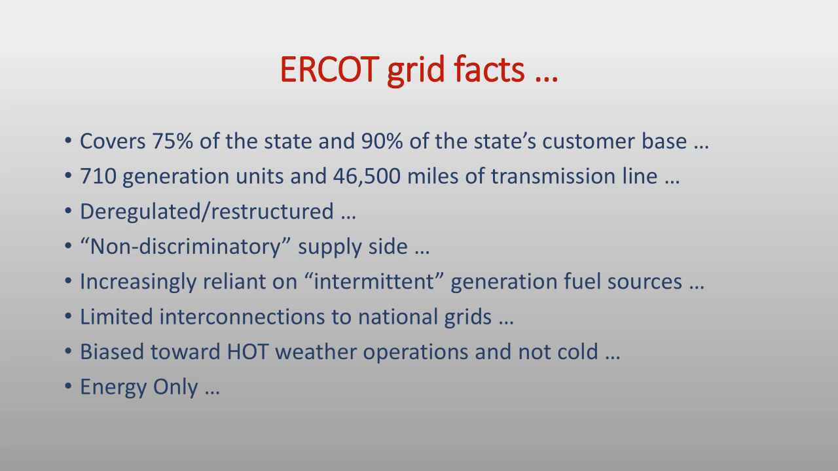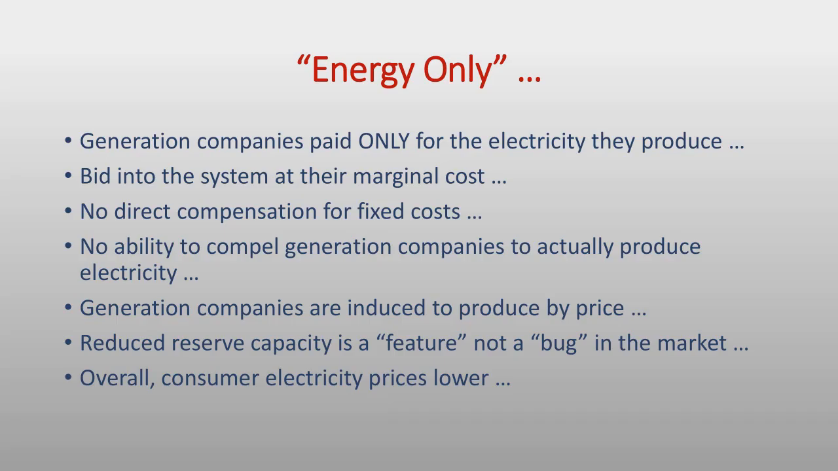And then the last element we'll discuss here, it is an energy only. It is the only ISO grid in the country that is energy only. And quickly, that means generation companies are paid only for the electricity that they produce. There is no payment to any energy or generating company or generating facility for standing by. You get paid for what you make. They bid into the system at their marginal cost, which is defined as the cost of the fuel, some of the personnel costs, and some of the maintenance costs. There's no direct compensation for fixed costs. You don't get paid to build. The ERCOT or the grid does not pay you to build capacity.